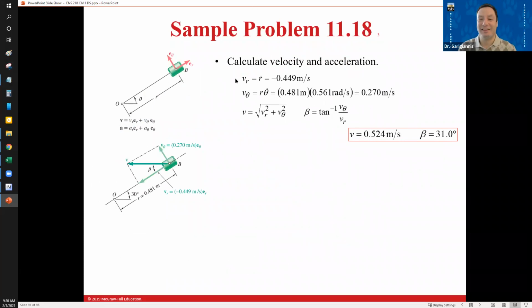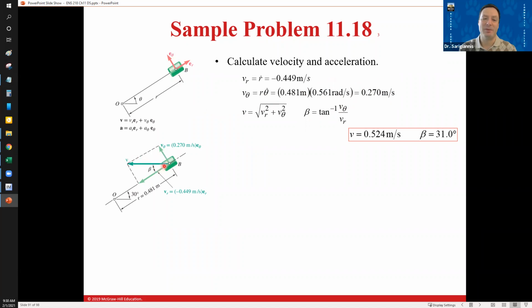So let's look at the collar first. V sub r is just, we've got this, the negative 0.449 meters per second. V theta, this component here, what's the velocity in the theta direction, is r times the first derivative of theta. And we solved that already, we had 0.561 radians per second. So we have our theta component for velocity, 0.270 meters per second. So velocity is a vector.